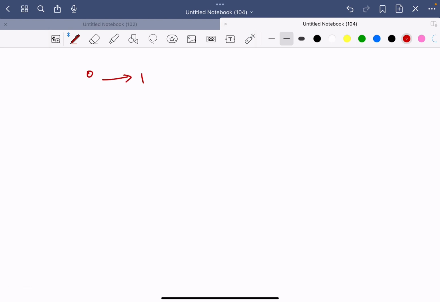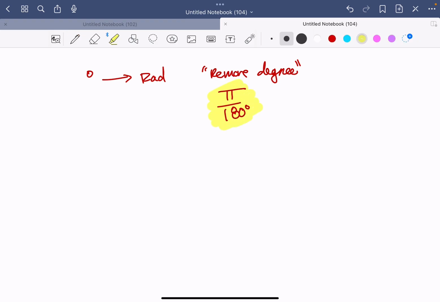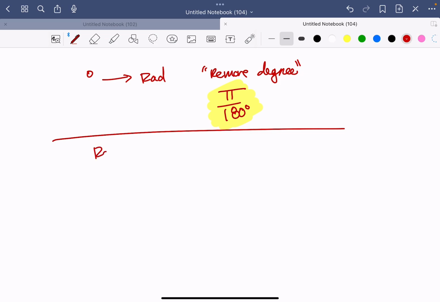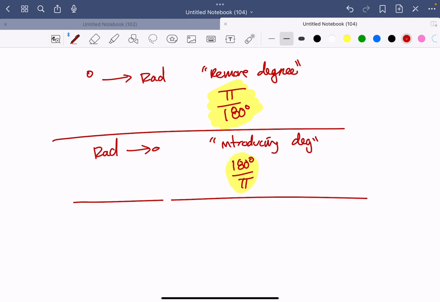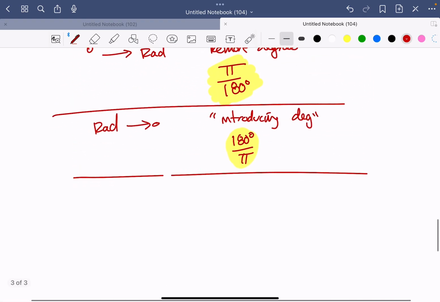If you're going from degrees to radians, we want to remove degrees. Then to remove the degree, you're going to multiply by pi divided by 180. That's going to remove your degree if you're going to radians. And if you go from radians to degrees, you are introducing degrees. And so what you want to do is multiply by 180 over pi, right? There's our nice well-chosen one that we've been using over and over again. So let's do an example with those.